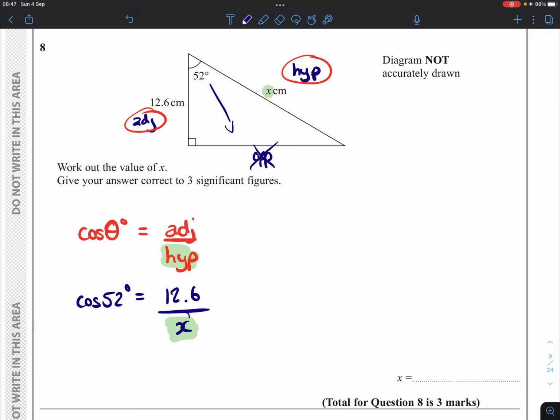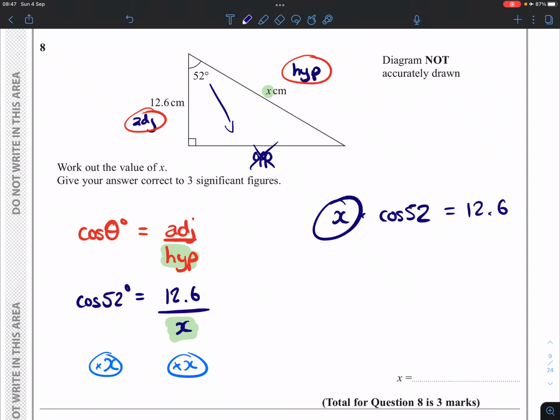Whenever you've got a letter in the bottom of a fraction, that's a problem. We want to multiply both sides by that letter in order to make it disappear from the bottom of the fraction on the right-hand side and up here on the top of the left-hand side. So we have x times cos of 52 equals 12.6, like so. Now that the letters are up top, we can go about trying to get it on its own. In order to get it on its own, I want to divide both sides by cos of 52.